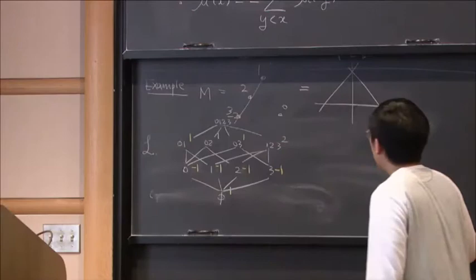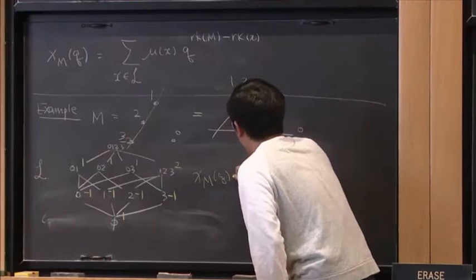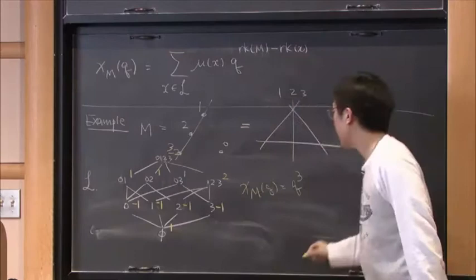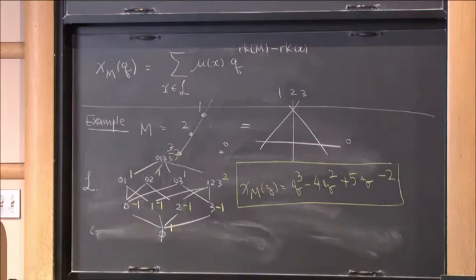And what you do to compute the characteristic polynomial, you add the coefficients along each rank. So pi and q. It's a cubic polynomial that starts with q to the power of 3, that corresponds to here, and minus 4q squared plus 5q and minus 2. And the assertion of, for example, conjecture B or C is that 5 squared is larger than 4 times 2.